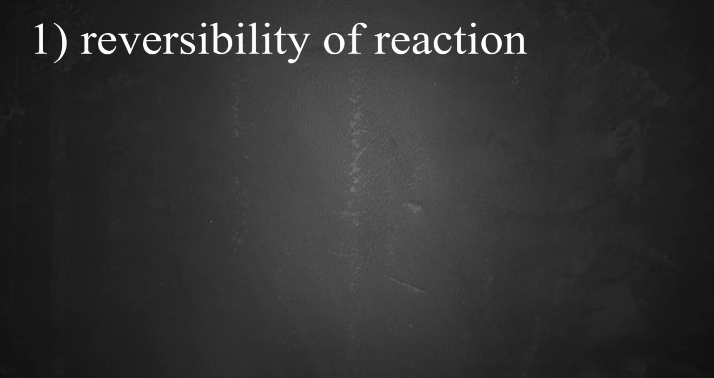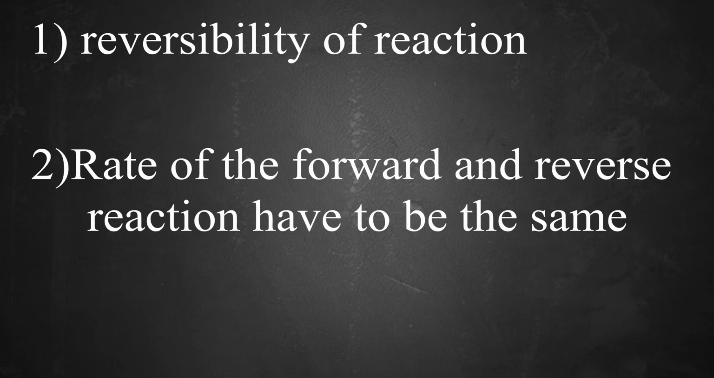So once again, I'm gonna repeat: to have an equilibrium situation, we need the condition of the reversibility of reaction. It means that if one reaction happens, the backward or the reverse reaction has to happen. That's the first thing we need for a chemical equilibrium. And the second one is that the rates of both reactions, the forward and the reverse, have to be the same. In this case, we have a chemical equilibrium.